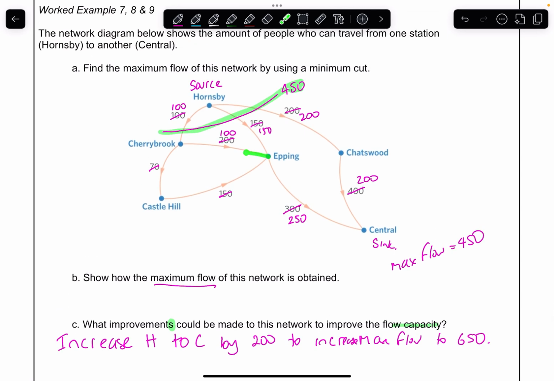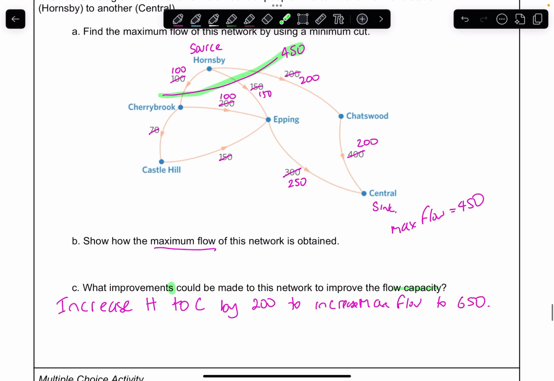If I wanted an extra 50 here, I could increase this by 50 and have another 50 go through here and 50 go through here. That would be all right. Or I could even increase this by 50 and send 150 through here. Or I could increase this to 200 and have an extra 50 go through there. So we could either increase that one or that one. I wouldn't increase both because then we'd have too much.